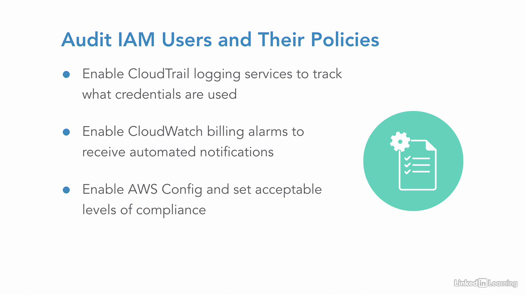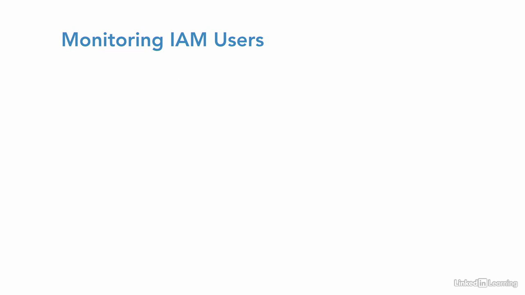We can also enable AWS Config, another service within our AWS account, and set up rules to define an acceptable level of compliance. For example, you could say, anytime anybody creates a virtual hard drive, that drive must be encrypted. If a user logged on, specifically an IAM user logged on, and didn't encrypt the virtual hard drive, you could be notified. So some best practices for monitoring IAM users.